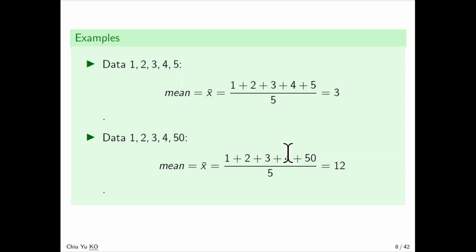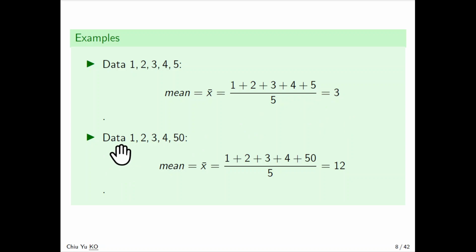So suppose we have a first data set, we have 5 numbers, 1, 2, 3, 4, 5. So the mean x bar will be a fraction. The denominator is 5 because we have 5 observations. The numerator will be adding all up: 1, 2, 3, 4, 5. So adding all up is 15. 15 divided by 5 is 3.